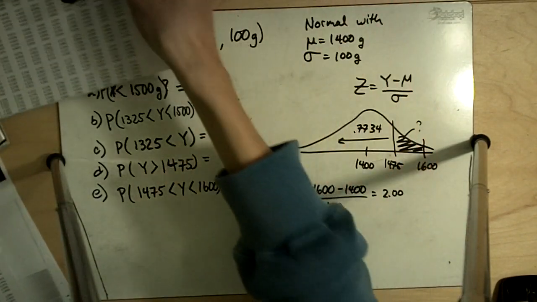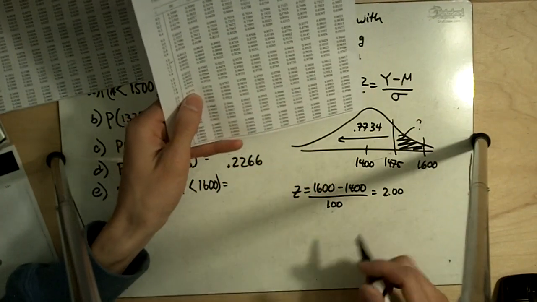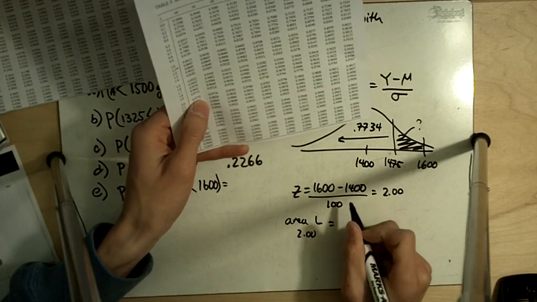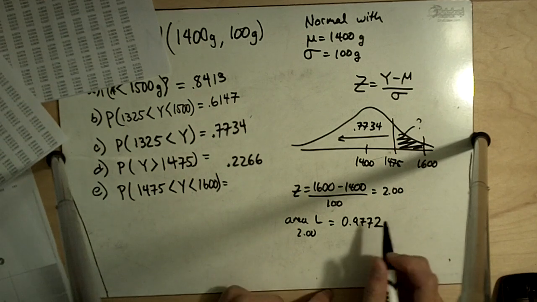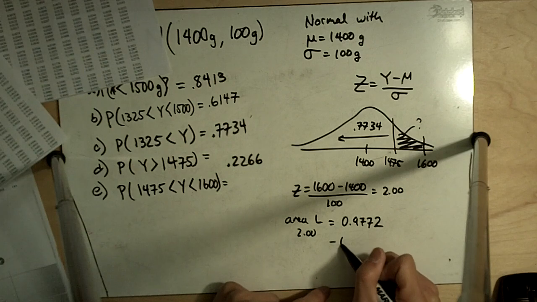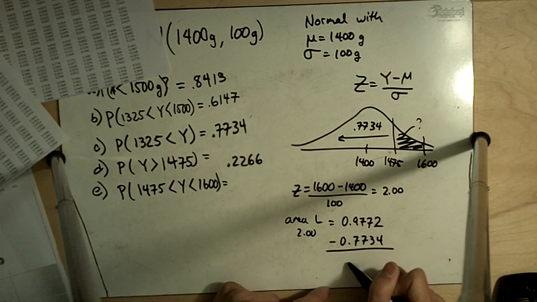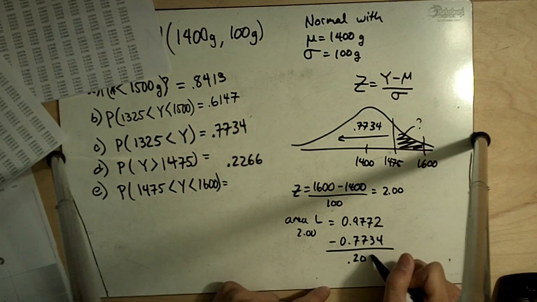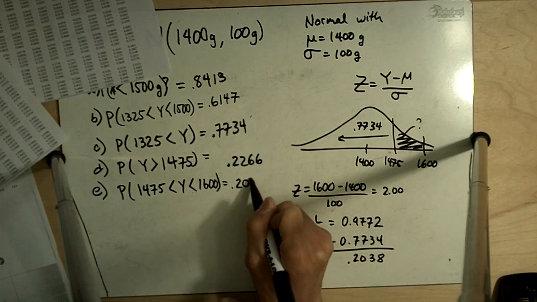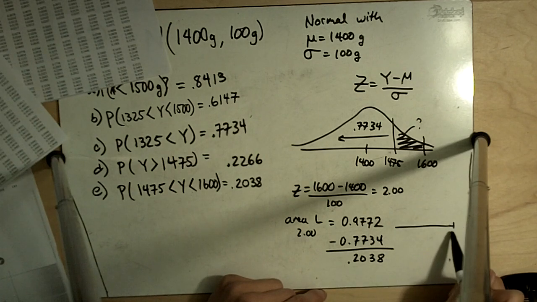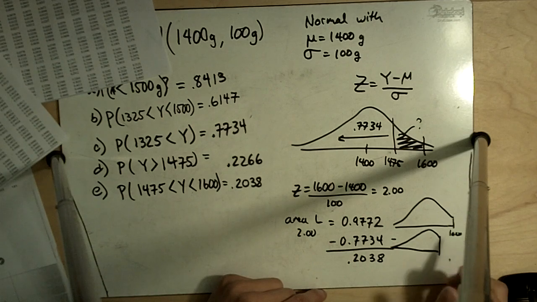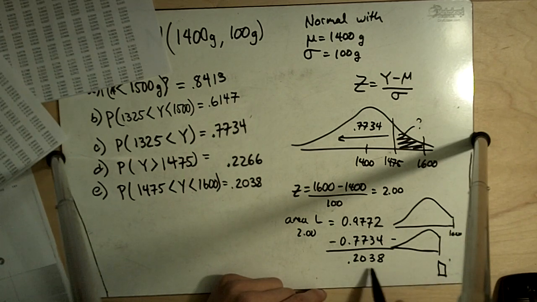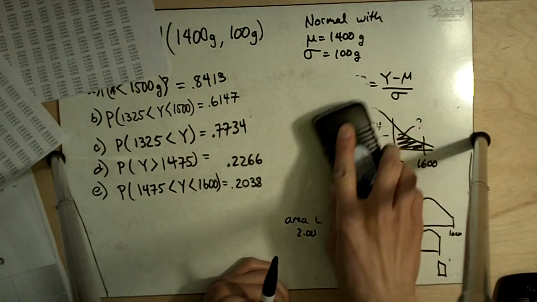We look up 2.00 in our table, and the area to the left of 2.00 is equal to 0.9772. So the area to the left is 0.9772, and we subtract off the area to the left of 1475, and we get 0.2038. Once again, what we did here is we have everything to the left of 1600, which looks like this, and we're subtracting off the area to the left of 1475. This is 0.9772, and this is 0.7734, and so the remaining piece is 0.2038. That's part E.